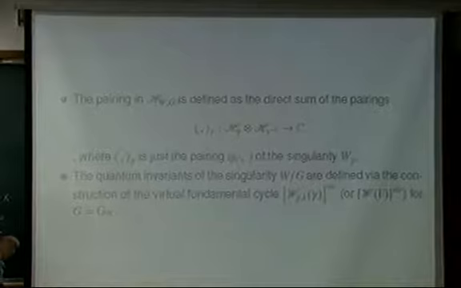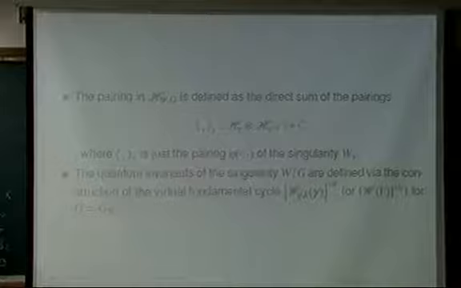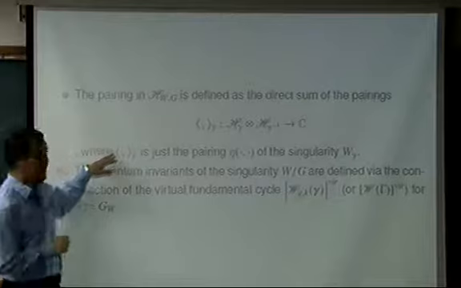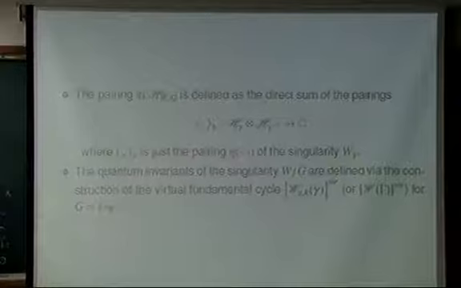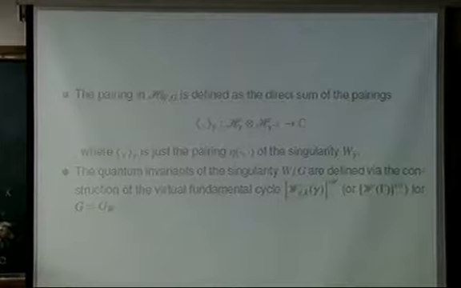And also, we can define the pairing. At first, we can define the pairing in each gamma sector as an intersection number, and then take the direct sum. And then you get the pairing in the total state space. And then we have finished describing the state space, grading, and also the pairing or the metric in our theory.